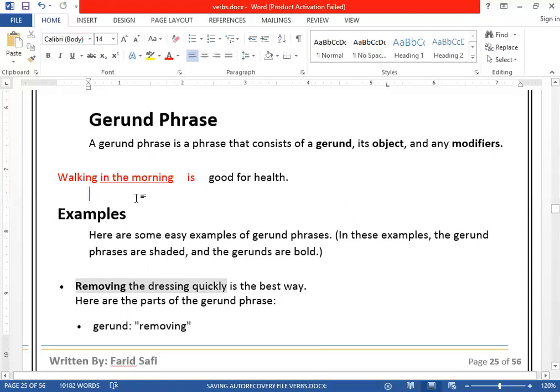Phrase means a group of words. It's a group of words and it does not give us exact meaning. Walking in the morning does not give us exact meaning. So we call it a gerund phrase.